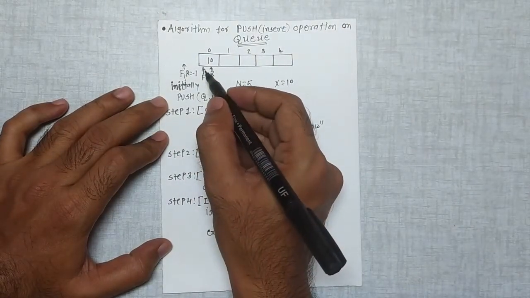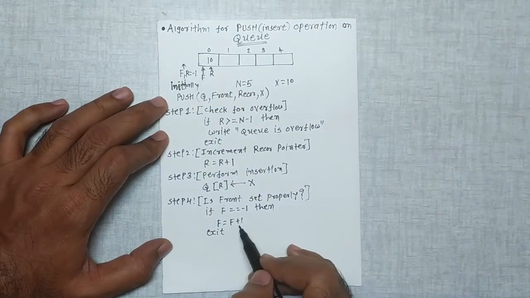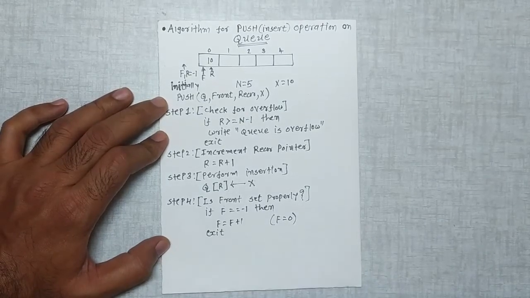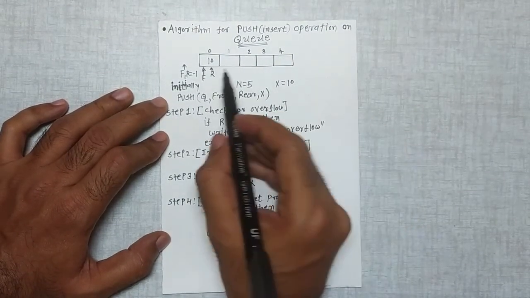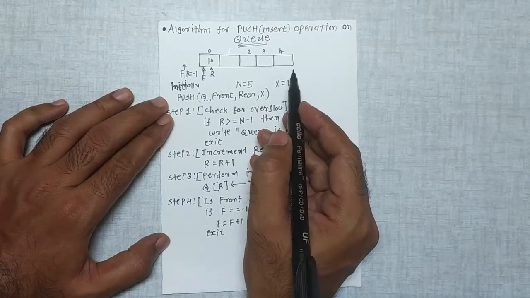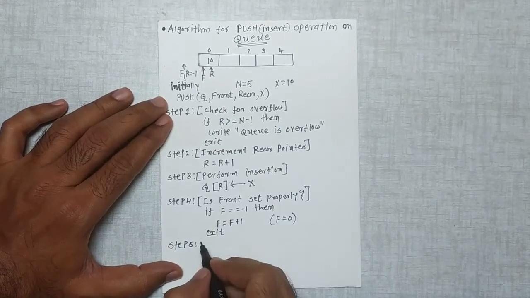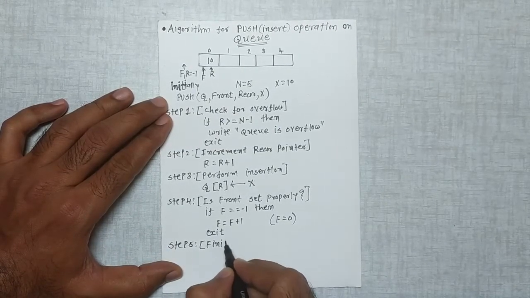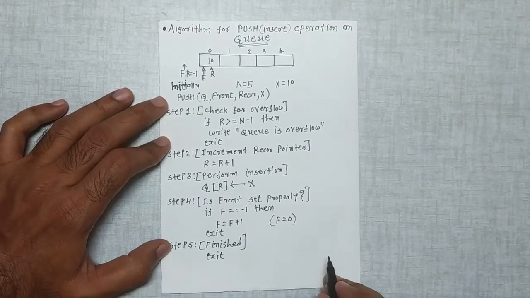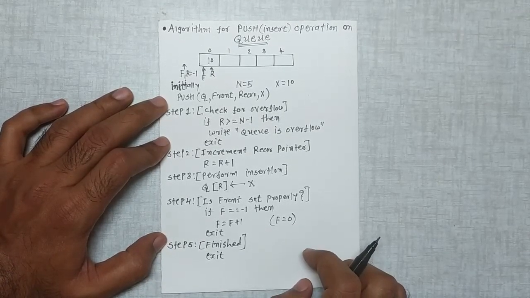If front is set to -1, then we will set it to f plus 1, or you can directly set f equal to 0. So now if any element comes, only the rear pointer will be incremented. In step 5 we will finish our algorithm and exit from the algorithm. So this is the explanation of the insert operation in a queue and its algorithm in detail.